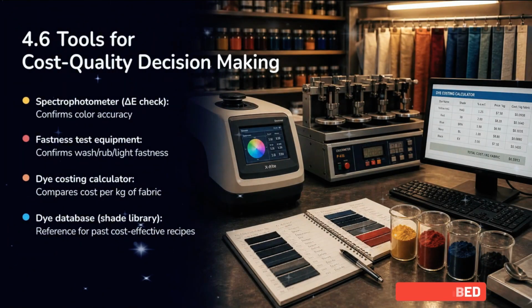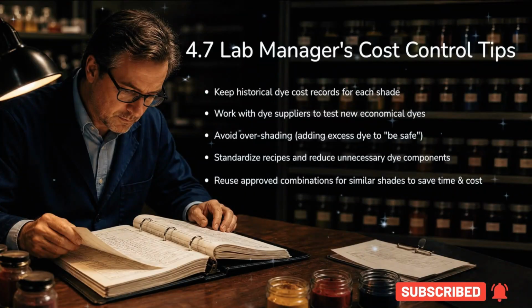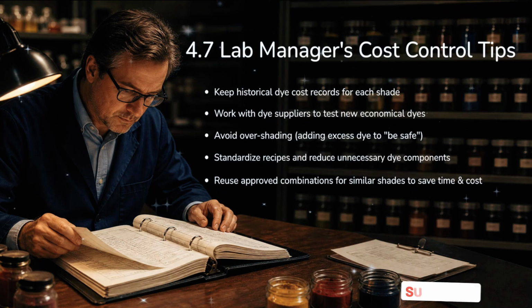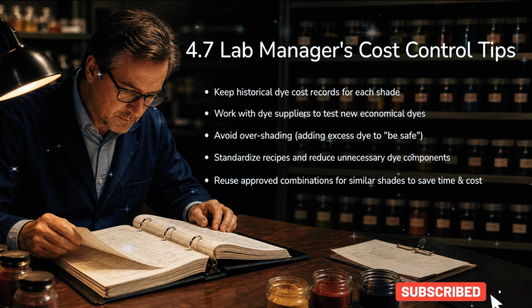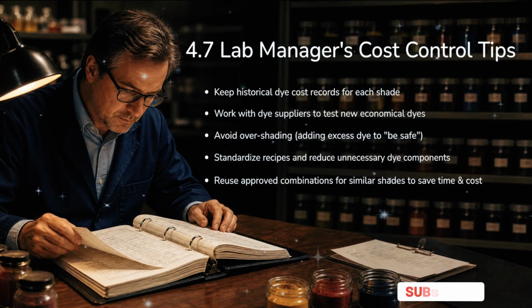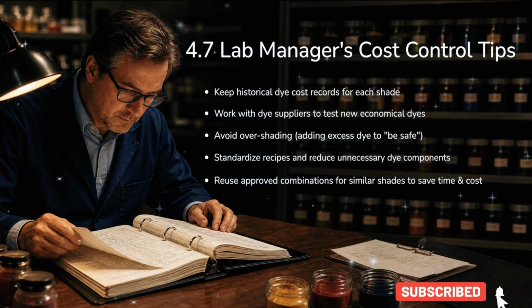Section 4.6 covers tools for cost-quality decision-making. These include a spectrophotometer for color accuracy, fastness test equipment, a dye costing calculator, and a dye database or shade library. Section 4.7 provides lab managers cost control tips. These include keeping historical dye records, working with suppliers on new economical dyes, avoiding overshading, standardizing recipes, and reusing approved combinations.